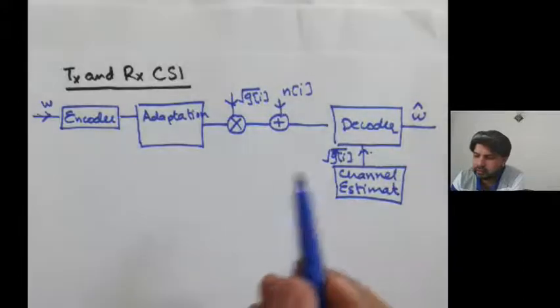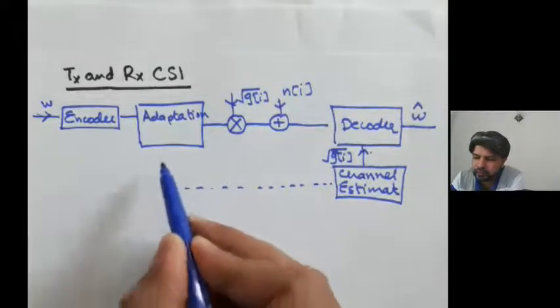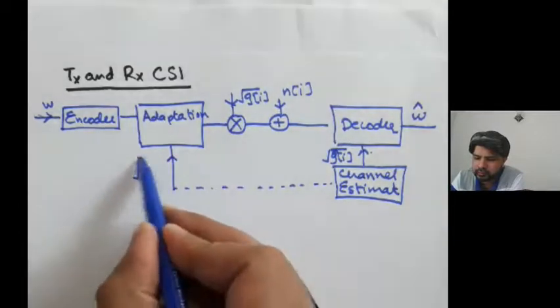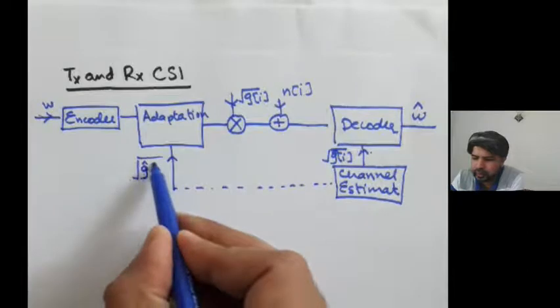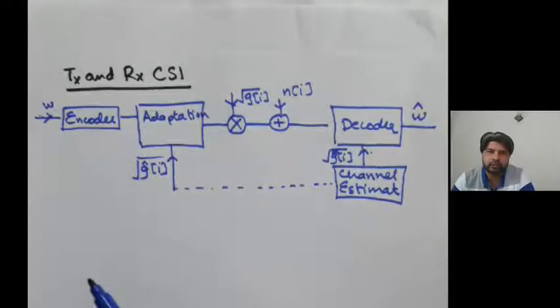And now this channel estimate would also be fed back to the transmitter, and the transmitter may adapt its rate or power so that we can get a better capacity. So now let's look at what would happen to the channel capacity under this system model.